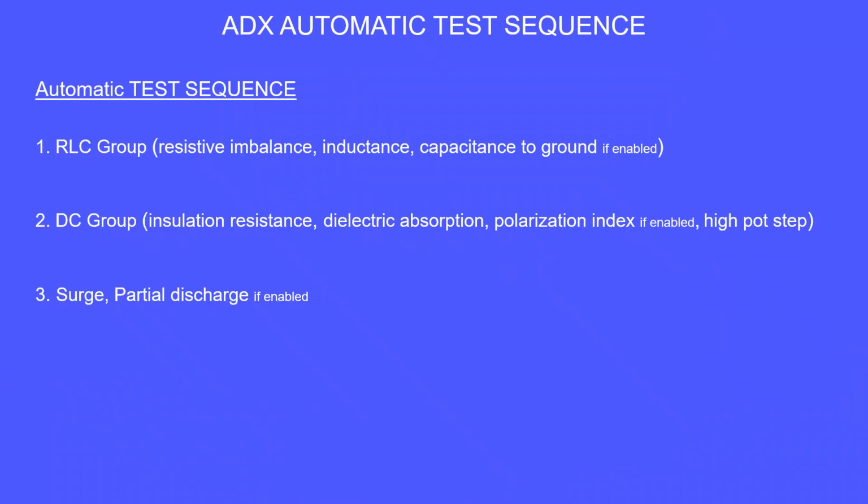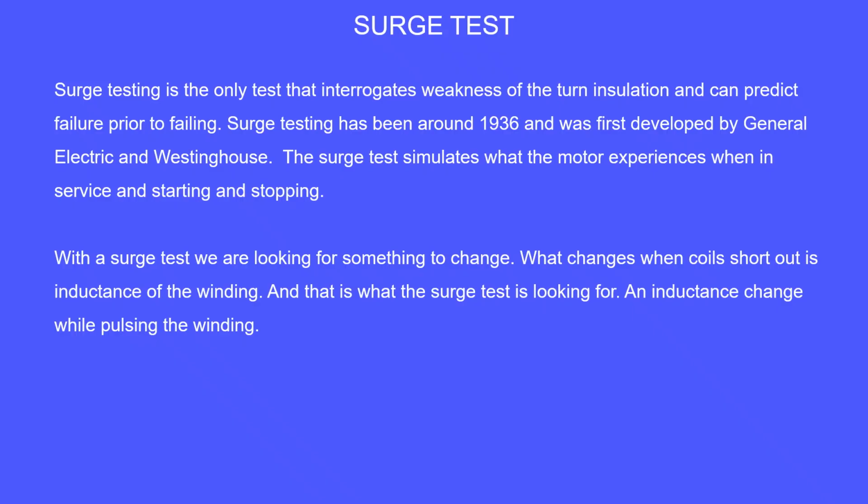Surge test. Surge testing is the only test that interrogates weakness of the turn insulation and can predict failure prior to failing. Surge testing has been around since 1936 and was first developed by General Electric and Westinghouse. The surge test simulates what the motor experiences when in service and starting and stopping.